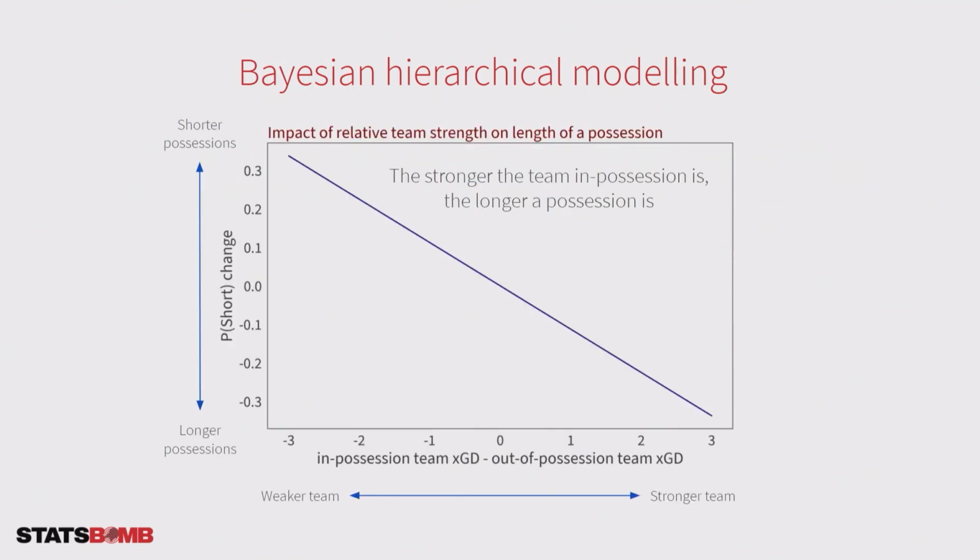So firstly, team strength. Massive impact in terms of what we see on the pitch. Along the bottom, on the x-axis, we've got the in-possession team's expected goal difference minus the out-of-possession team's expected goal difference. This is the fit from the model.